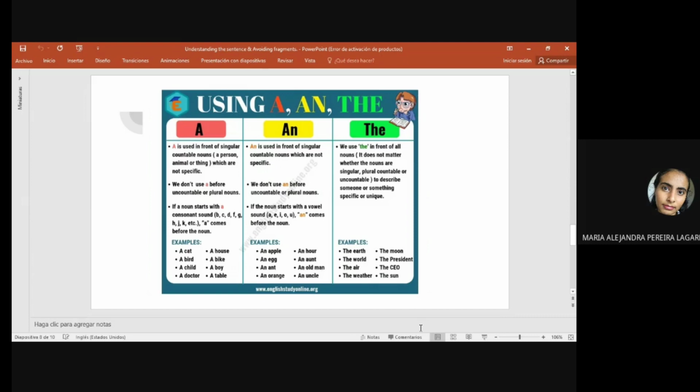For the, we use the in front of nouns. It doesn't matter whether the nouns are singular, plural, countable, or uncountable, to describe something or someone specific or unique. In those cases: the air, the world, the noun, the president, and the other ones.